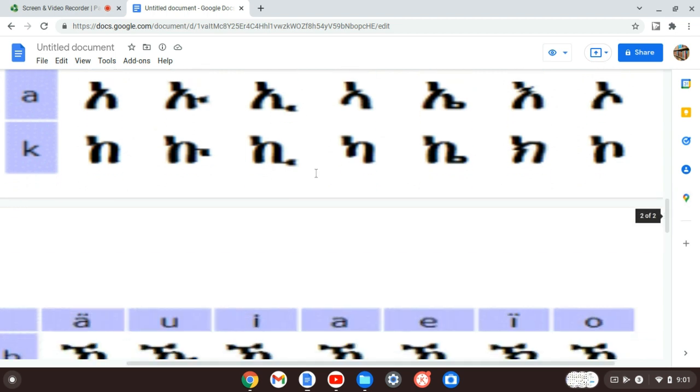And then the next set of letters are k, ku, ki, ka, k, k, ko.